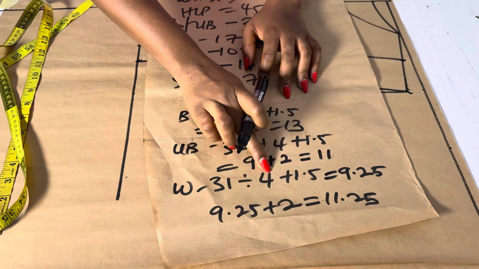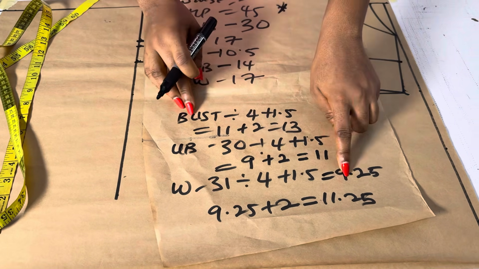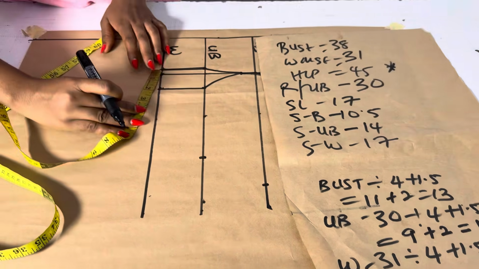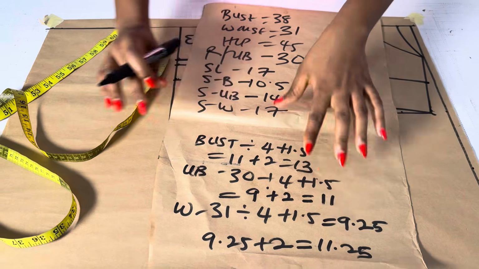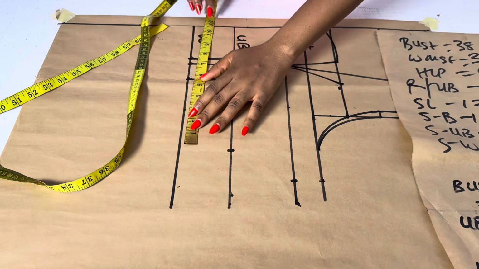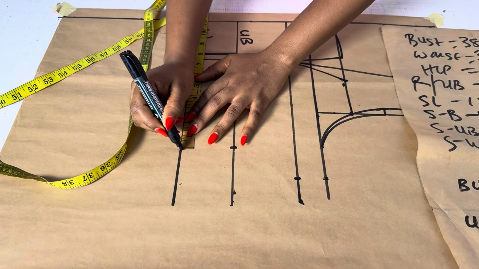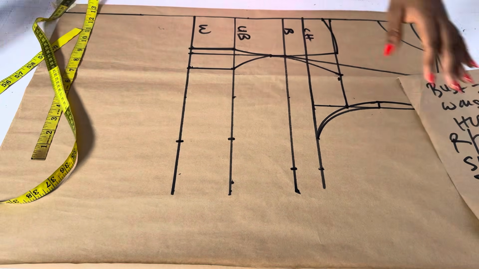We're going to do the same thing for the waist area as well. 31 divided by 4 plus my sewing allowance, and I'm going to calculate what I have in between for the dart area, which is 2 inches as well, and then I add it back to my waist measurement. As you can see in the video, it's just very simple. Like, it's really that simple.